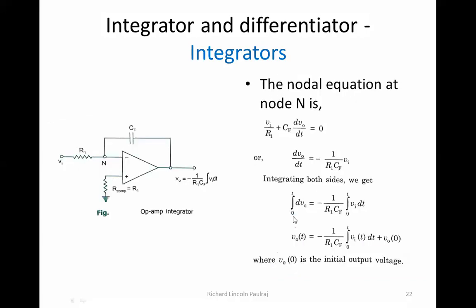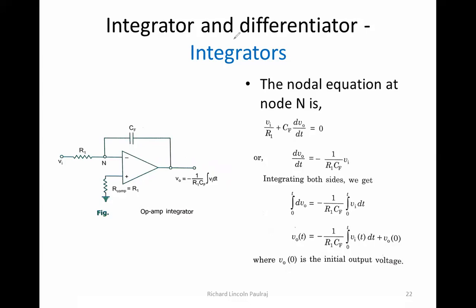Let us move on to the next one, where we will look at some equations. Again, here we are looking at the nodal analysis. We look at node N and we write the equation: V1 by R1 plus Cf into dV naught by dt, because this is connected to V naught, is equal to 0 based on your KCLs.